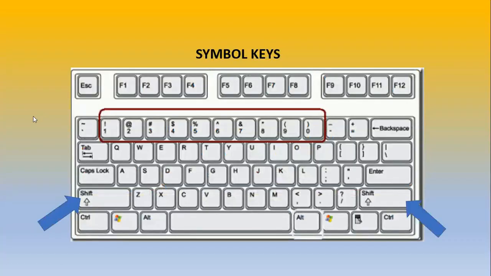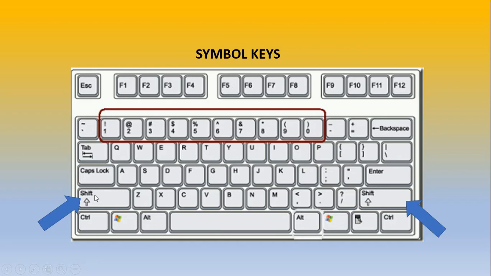See here. This is the shift key on the left side, and this is the shift key on the right side. When you want to print the symbols which are printed above the numbers, what you have to do? You press shift key and press 1. Exclamation sign will be printed. You press shift key and 2. At the rate will be printed. You press shift key with 3.